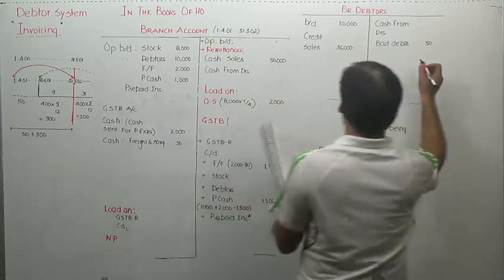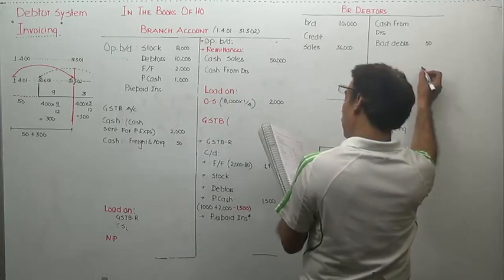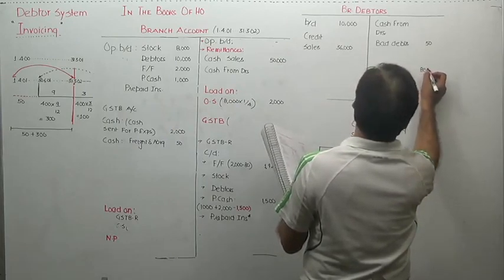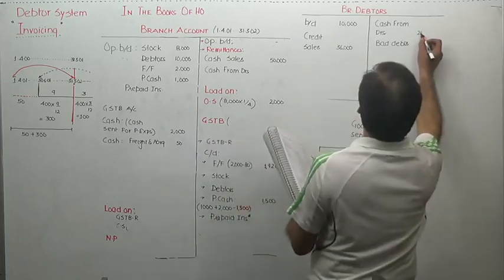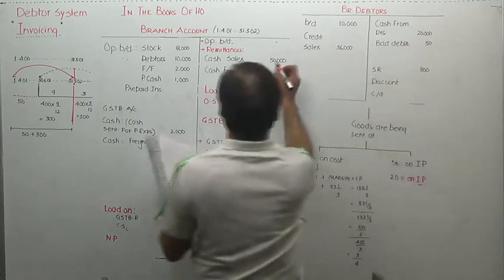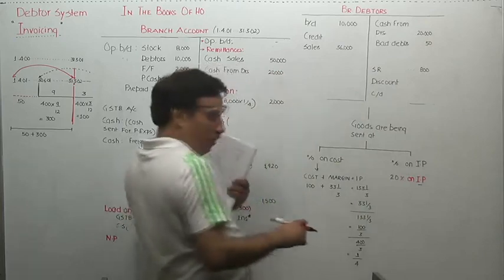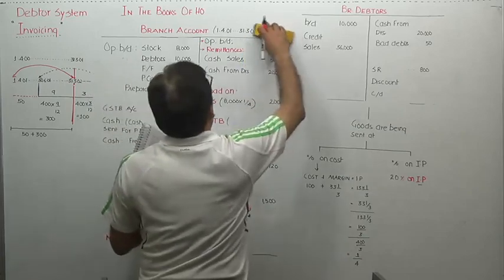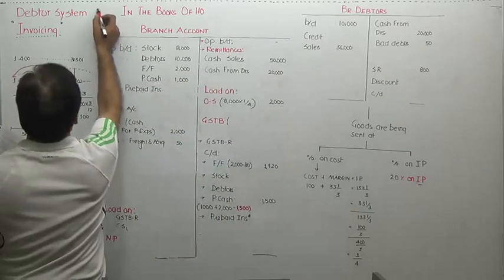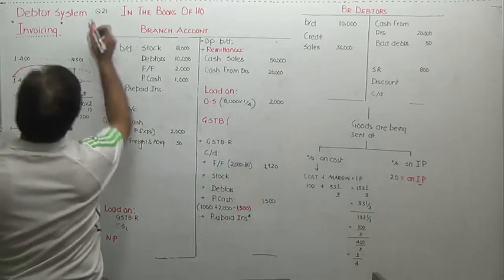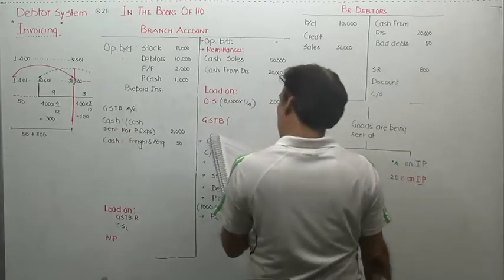Then goods returned by debtors, that is known as sales return. Goods returned by debtors are nothing but your sales return. That is 800, no question of any loading. Then we have cash receipt from debtors, 20,000. Cash receipt from debtors will also find place in what we call our debtors account. Our branch account, sorry, this is question number 21, which we are attempting now. Then we have, in this case, cash receipt from debtors, we have incorporated.